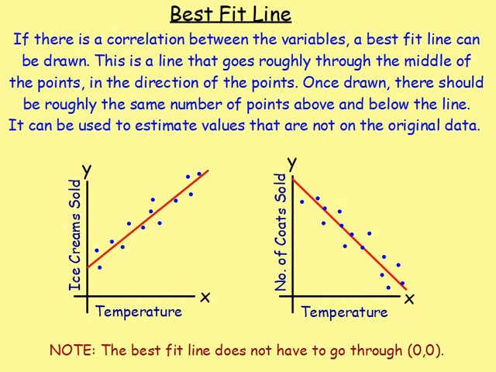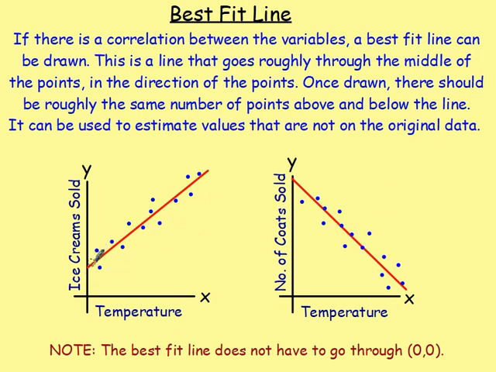Something that you're often asked to do when you are plotting points on a scatter graph is, if there is a correlation, whether it be positive or negative, to draw in a best fit line. The best fit lines look something like this. They are lines that go in the direction of the points. They are roughly in the middle of the points with the same number of points on both sides, roughly, and they should be in the direction of the points.